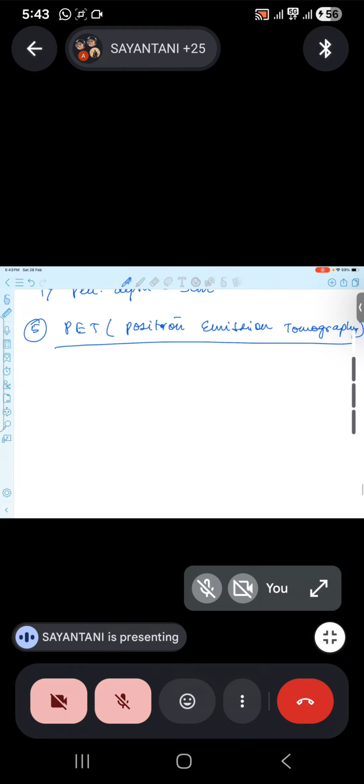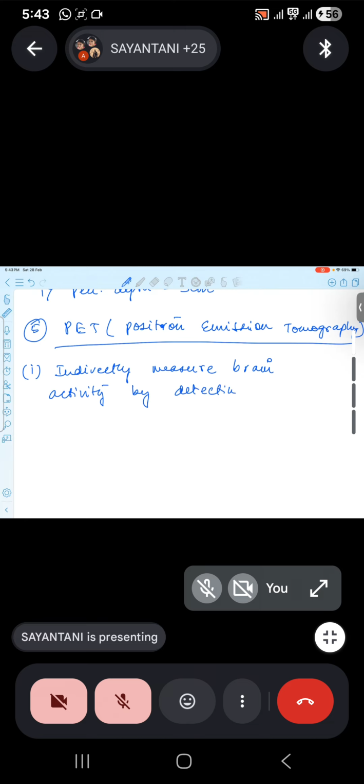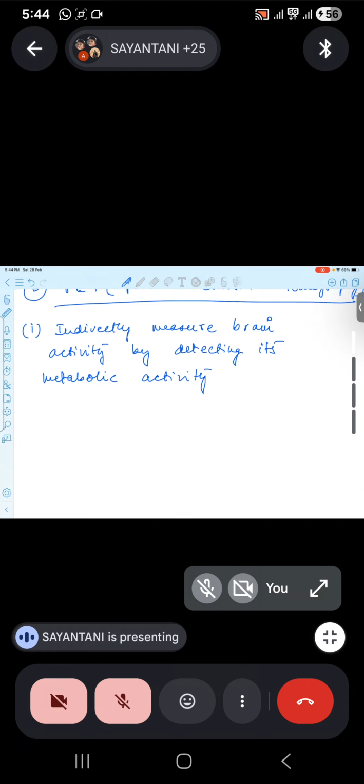What happens is that here we indirectly measure brain activity by detecting its metabolic activity. So previously we were trying to detect the changes in the blood levels. Here we are trying to detect the changes in the metabolic activity of the brain cells.